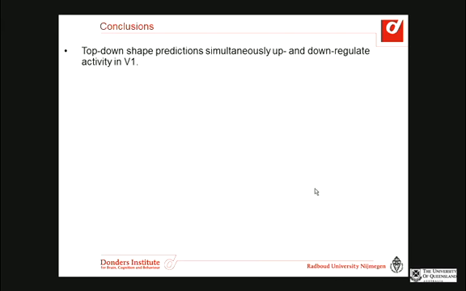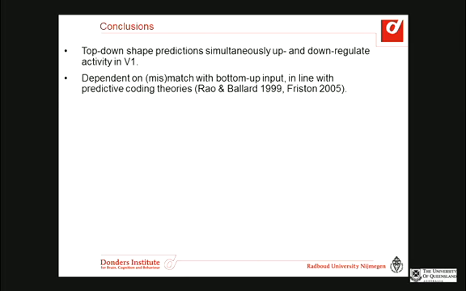So what we conclude from this is that top-down shape predictions simultaneously up- and down-regulate activity in V1. And whether this is an up- or down-regulation seems to depend on whether the shape prediction is met with consistent bottom-up input or not. This is in line with predictive coding theories of perception.